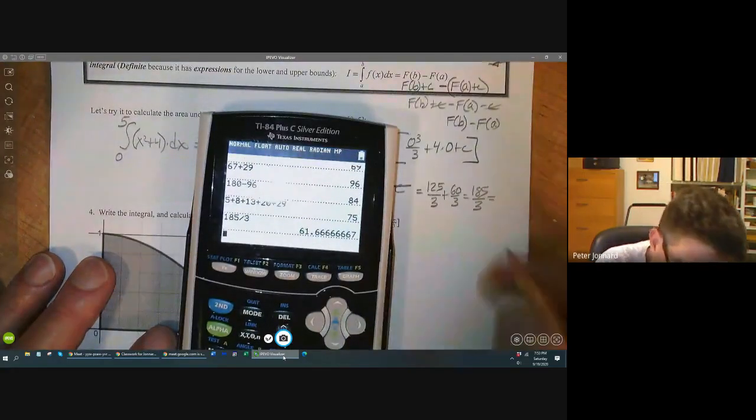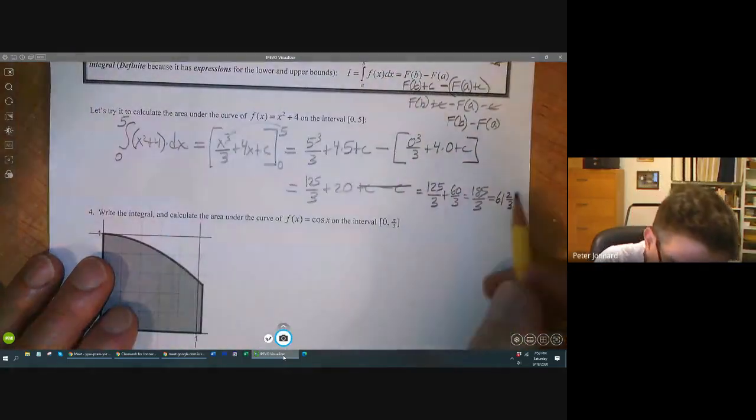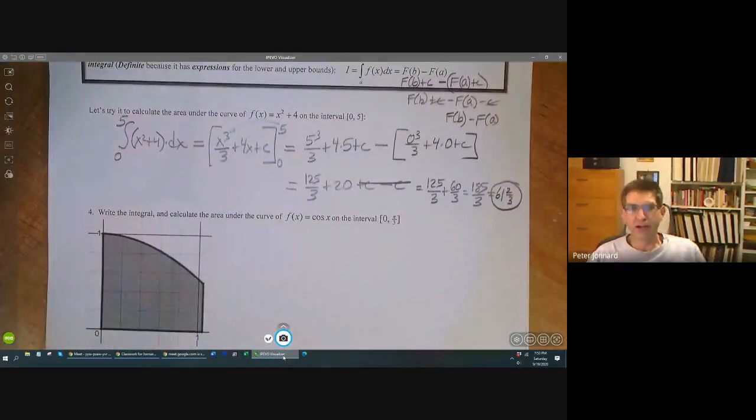And there it is. We have 61 2/3, okay? So that's the exact area underneath our curve, and I just love that. I think that's the coolest thing ever. Okay, that's the exact area. You can have 500 rectangles, you can have 1,000 rectangles. You're just going to get closer and closer and closer to that answer. But there's the exact answer.